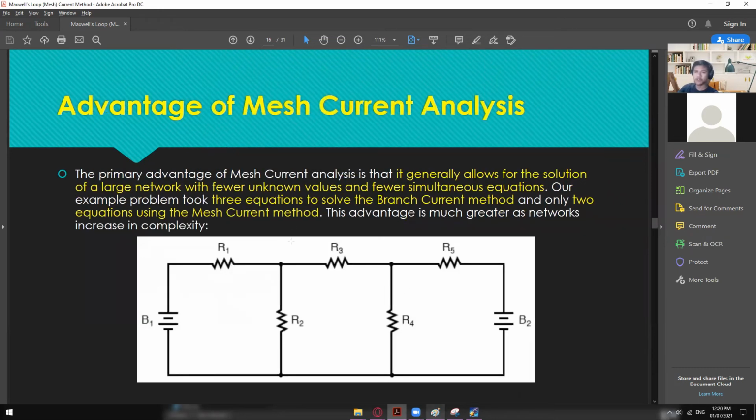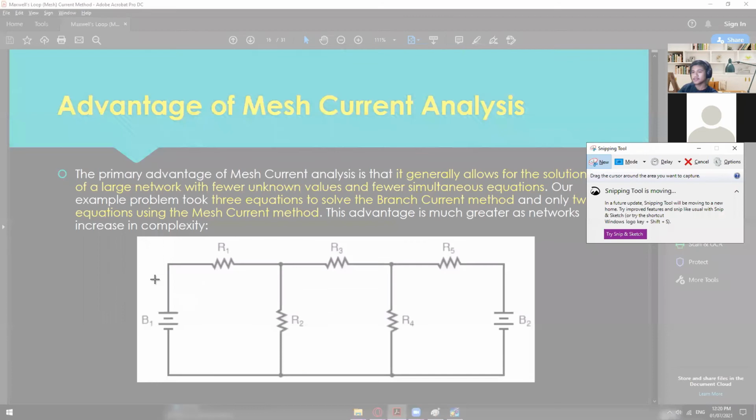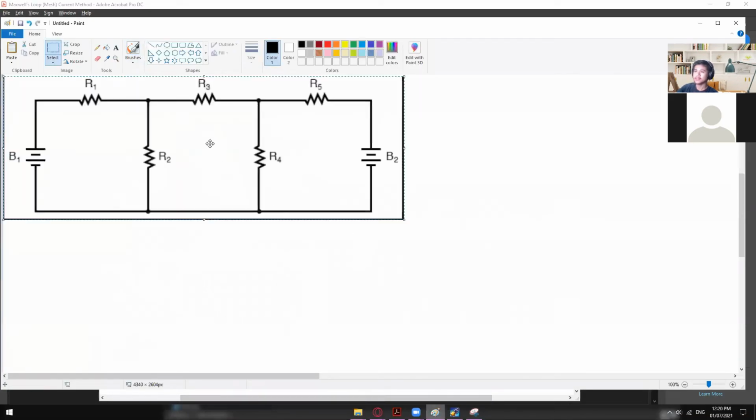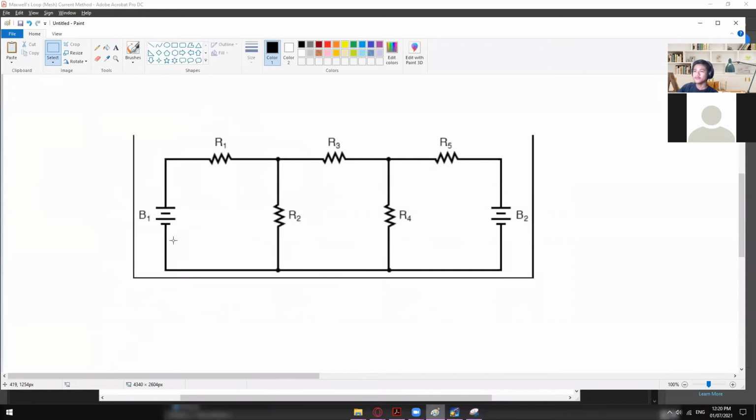So let me now show to you guys the main advantage of mesh current analysis. For example, we just have this kind of circuit right here. Okay, so if it's using Kirchhoff's law, this will give you simultaneous equations.